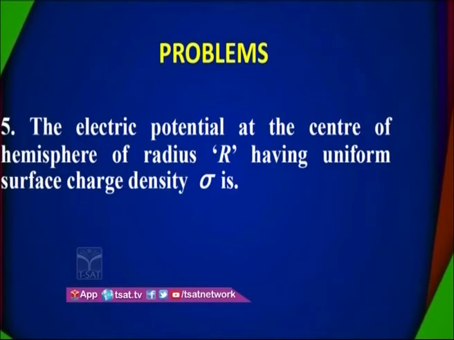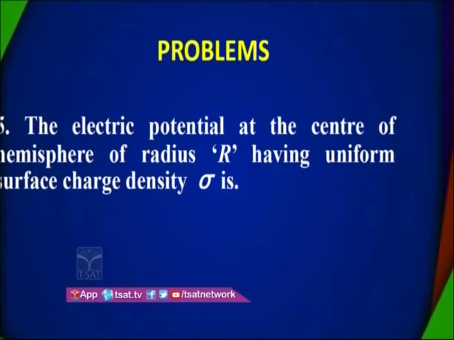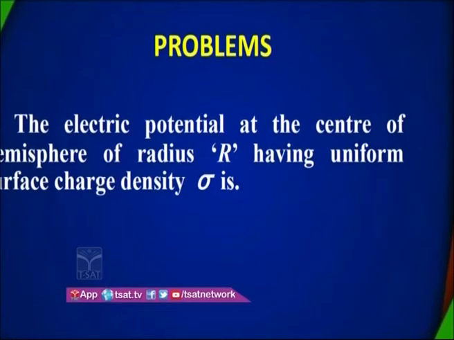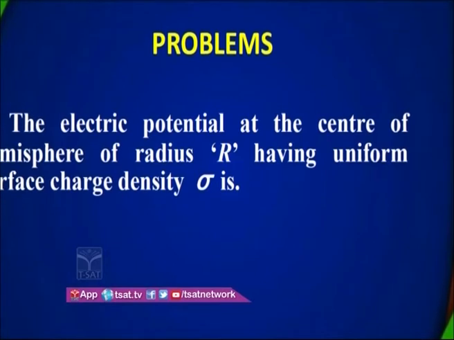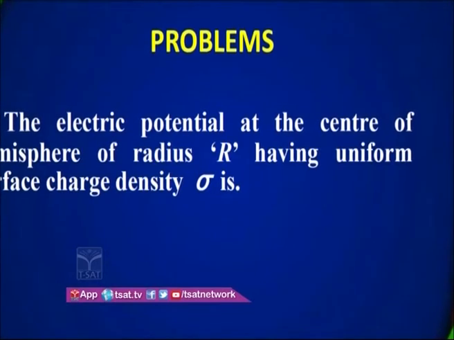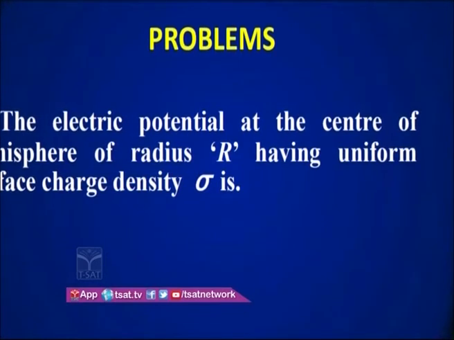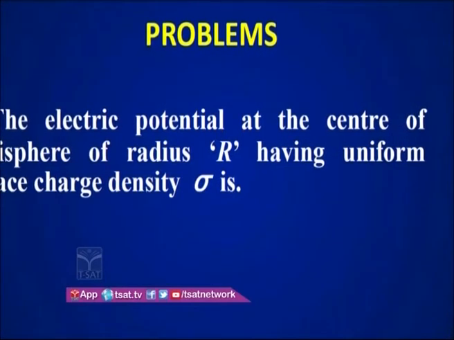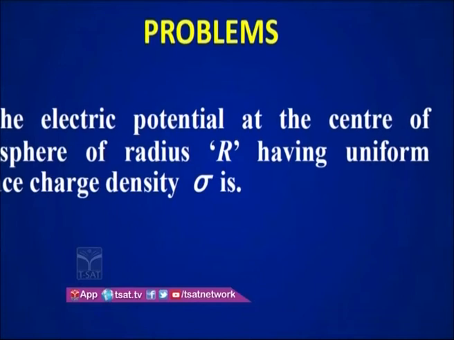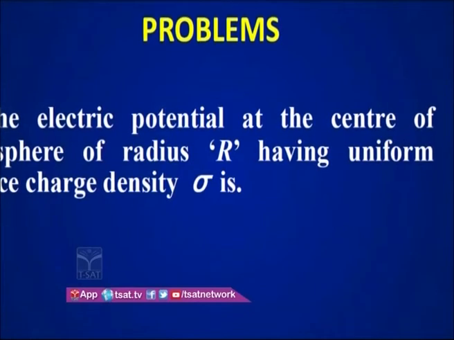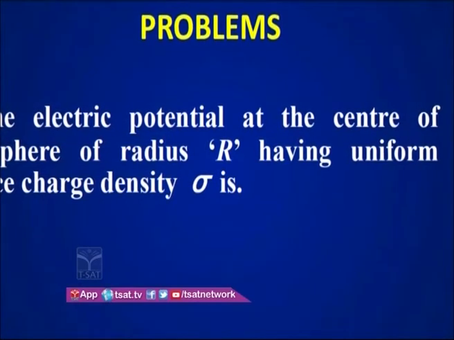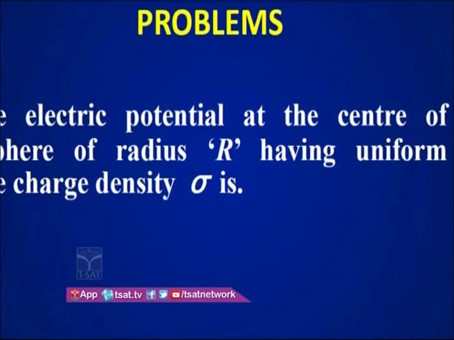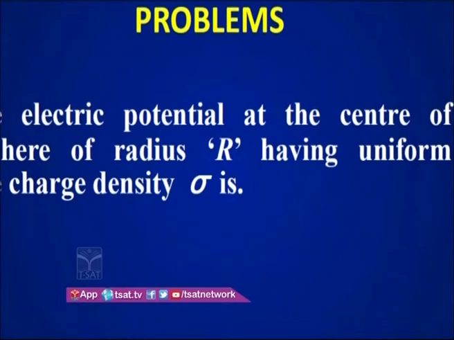Next one is: the electric potential at the center of a hemisphere of radius R having a uniform charge density sigma is. It is also a very important problem. The hemisphere has a radius R, and we have to calculate the electrical potential at its center.